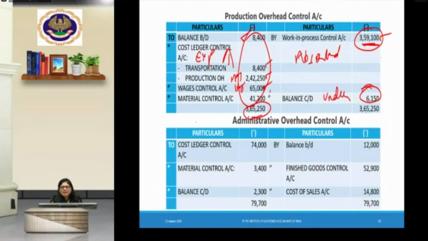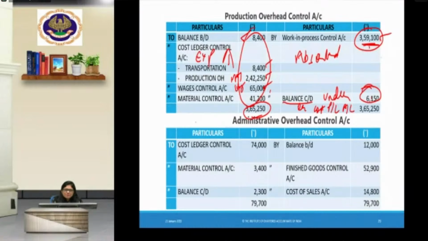So debit balance, it's written on the credit side. That means 6150 is the debit balance. It's under absorbed. Absorption is less than incurred. So it's under absorbed, right? So it can be balance carried down or it can be transferred to costing profit or loss account also.